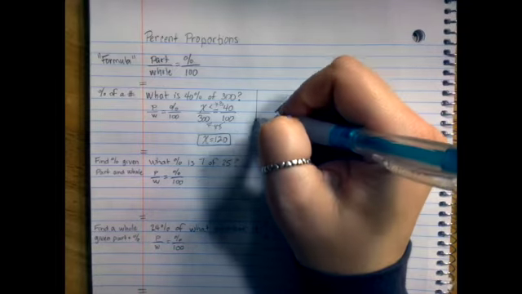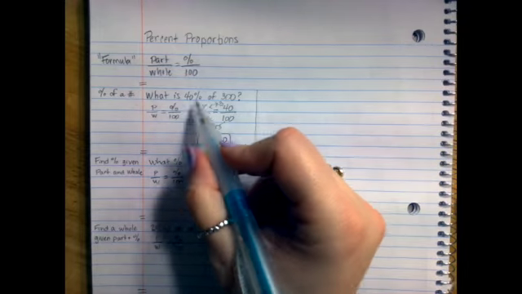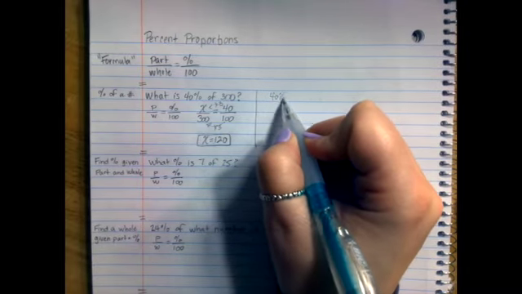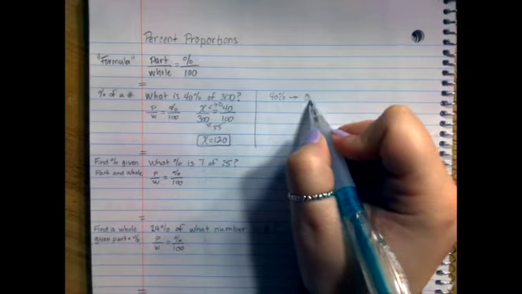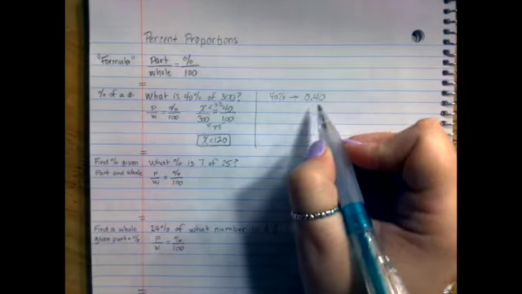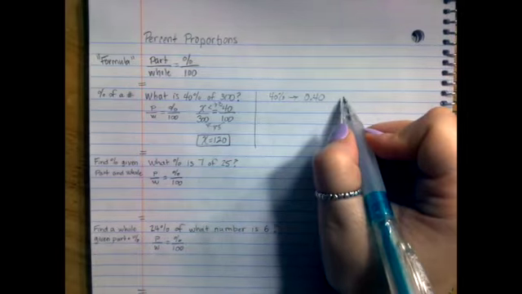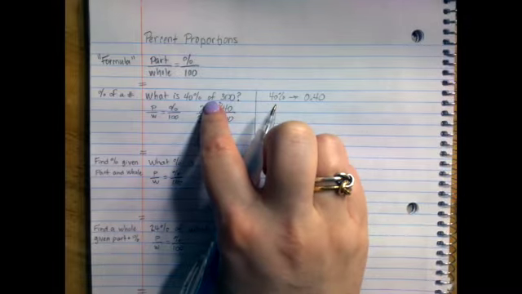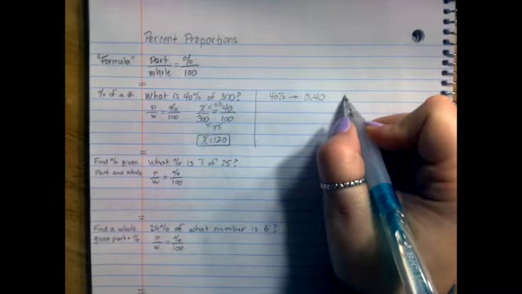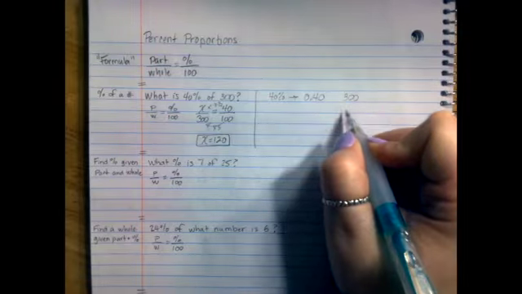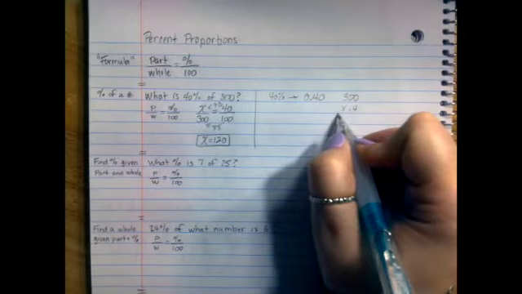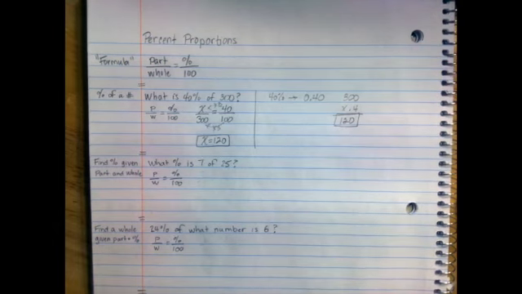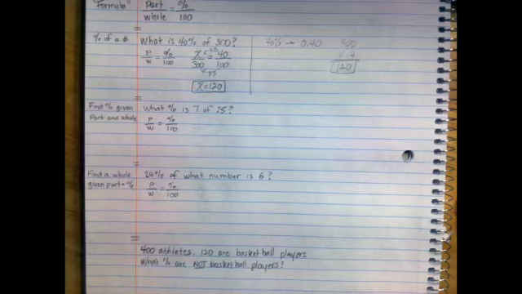Now, sometimes when you're asked this question, some students find it easier to take the 40%, change it into a decimal, and then take that times the 300, because you're finding 40% of 300, and that little word of means you're going to multiply. So 300 times 0.4 will give you 120 as well. All right, but when in doubt, set it up and solve it.